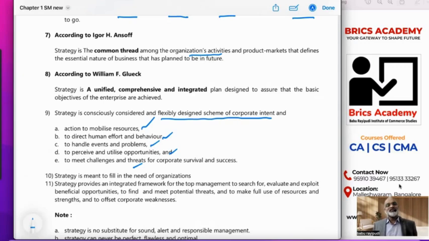So your strategy must focus on what? How to mobilize resources. Yes. How to direct. Yes. How to handle events and problems. How to find opportunities and grab the opportunities. How to find challenges and face challenges.